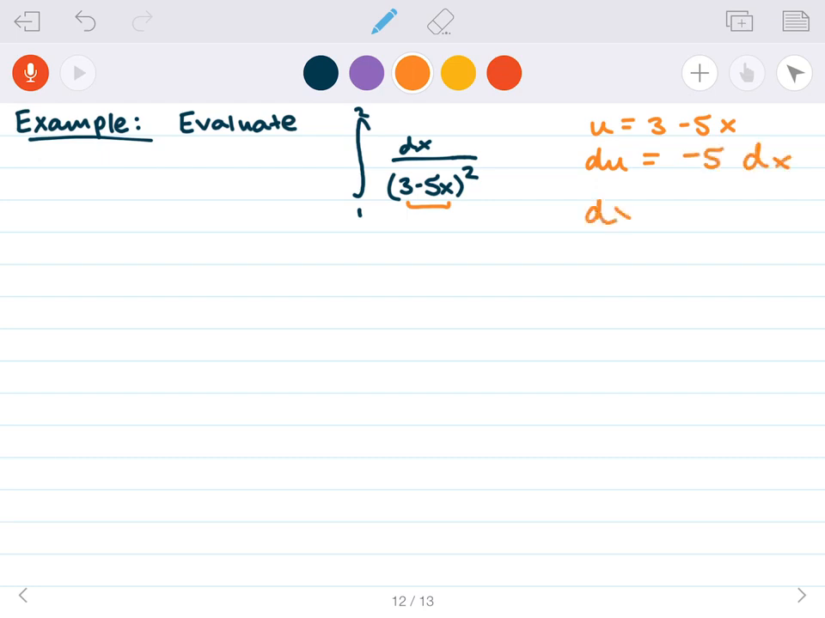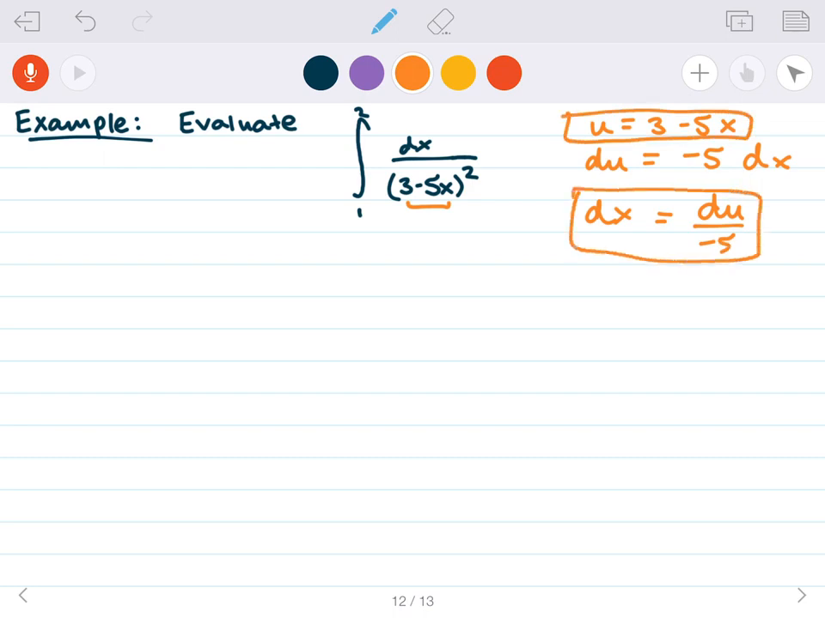Isolating dx, I get dx is equal to du over negative 5. So I know I'm going to sub in these two things. But before I do that, let's go ahead and find my new bounds. My old bounds are in terms of x. X goes from 1 to 2. But I want to find my bounds in terms of u, since that's what I'll be integrating with respect to. So I need to use this guy.